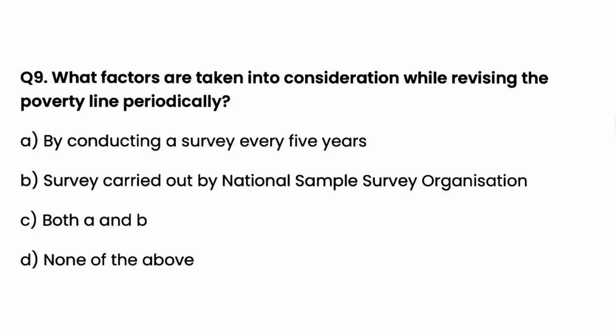What factors are taken into consideration while revising the poverty line periodically? First, by conducting a survey every 5 years. Second, survey carried out by National Sample Survey Organization. Third, both A and B. And the last one is none of the above.